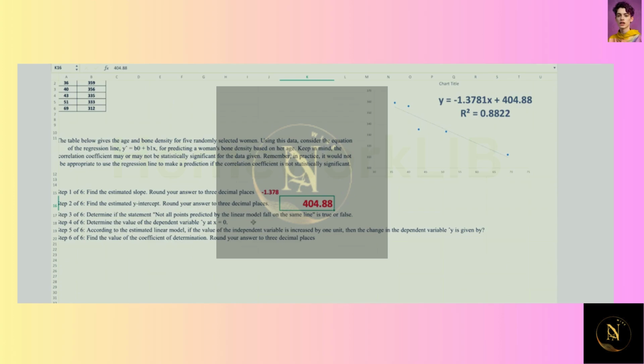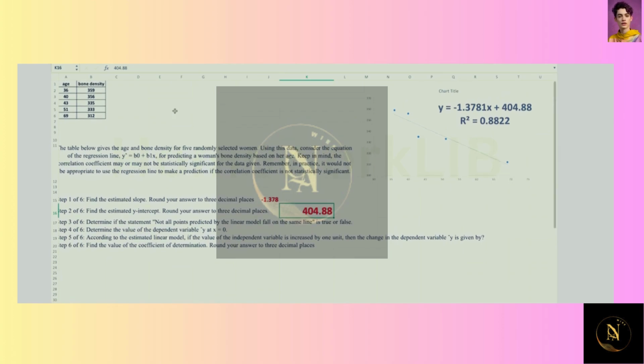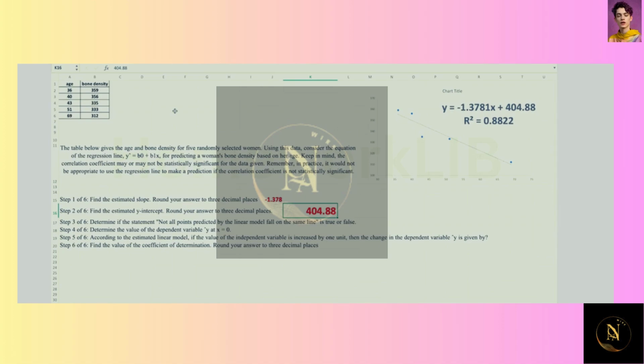Determine if the statement is true: not all points predicted by the linear model fall on the same line. Well, it is a scatter plot, so that is true. Determine if the value of the dependent variable is defined when x equals 0. So for the age, I guess you could be 0 because that would represent them as a baby. So that would be when they're born, like that first day.